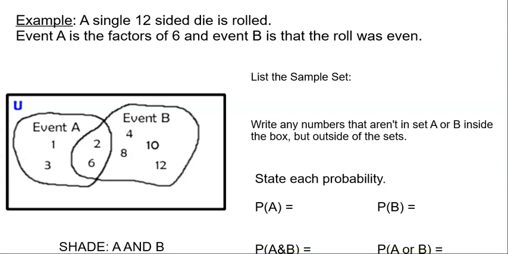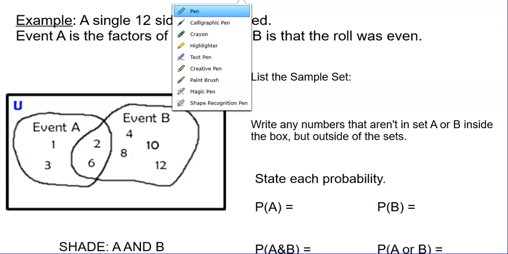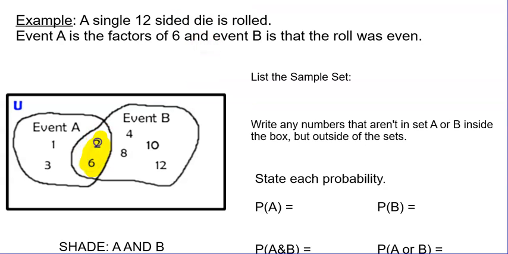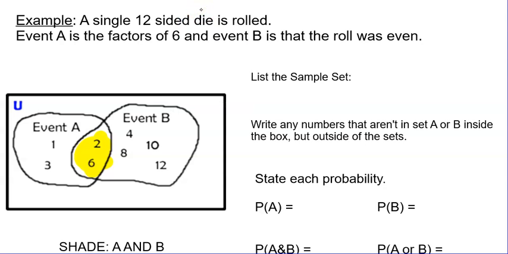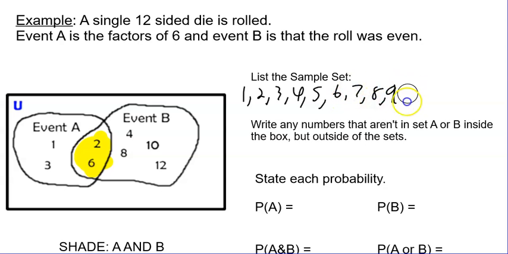All right. Now, it says shade A and B. A and B is right here. Now, what are they? It says up here, a 12-sided die is rolled. Which means the sample space is 1, 2, 3, 4, 5, 6, 7, 8, 9, 10, 11, 12.